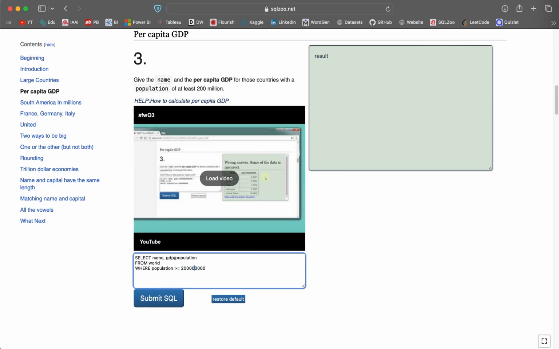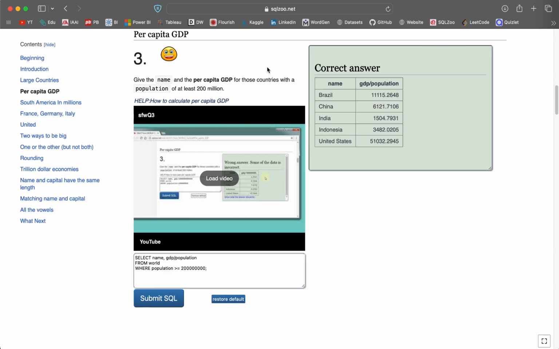1, 2, 3, 4, 5, 6, 7, 8. Let's run it. Brazil, China, India, Indonesia, and the United States. And we can see the GDP per capita here.